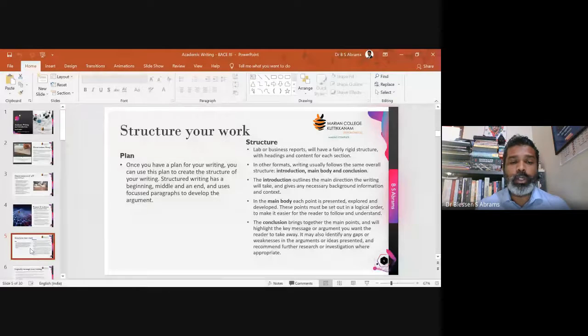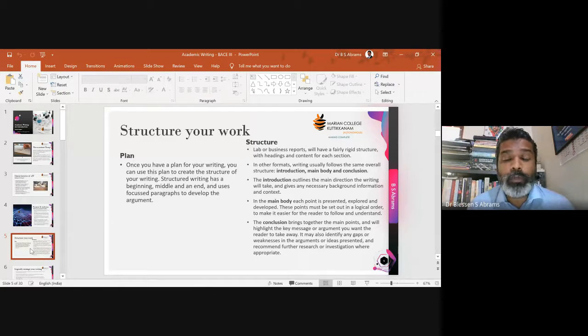In the middle portion, in the pinnacle of your essay, you should have different elements that fit together, constituting your introduction and concluding paragraphs together. That is how you plan your work. Basically, if it is a lab or business report, it will have a fairly rigid structure. You cannot move away from the rigid structure of a business report with headings and content for each section. But in other formats, writing usually follows the same overall structure with an introduction, a main body of paragraphs, and a conclusion.